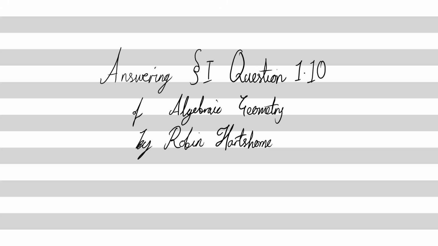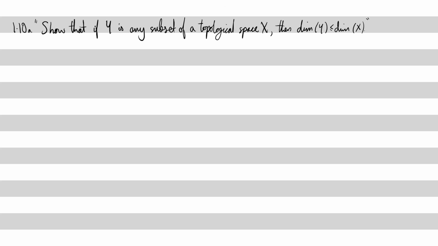Today I will be answering question 1.10 of section 1. This is split into 5 parts, each of which will be answered here. The first part asks us to show that the dimension of any subset of a topological space is less than or equal to the dimension of the space as a whole.